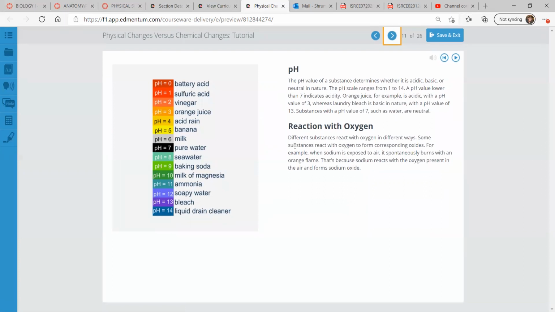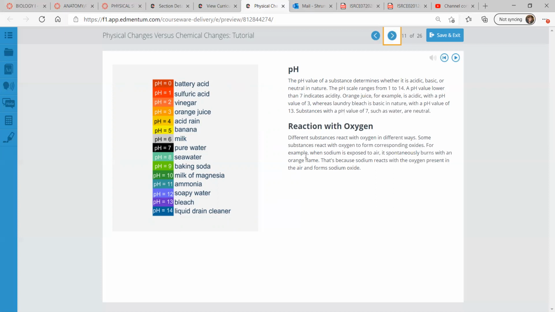The pH value of a substance determines whether it's acidic, basic, or neutral. The scale ranges from 1 to 14. Lower pH values indicate acidic properties. So if between 0 and 6, that is generally acidic. 7, that's pure water, neutral. And then higher pHs are basic.